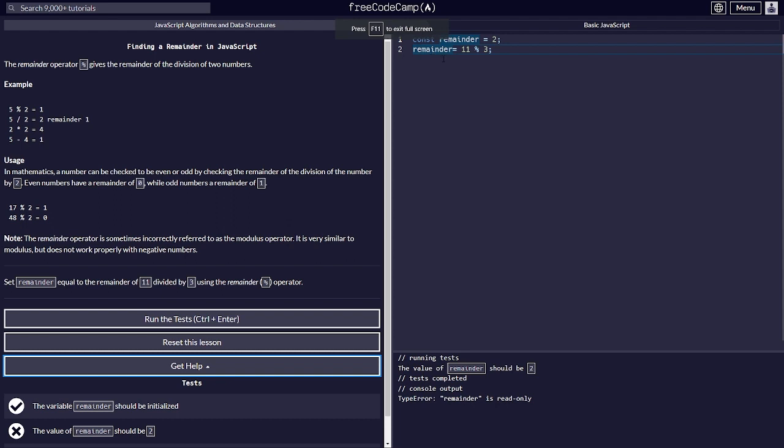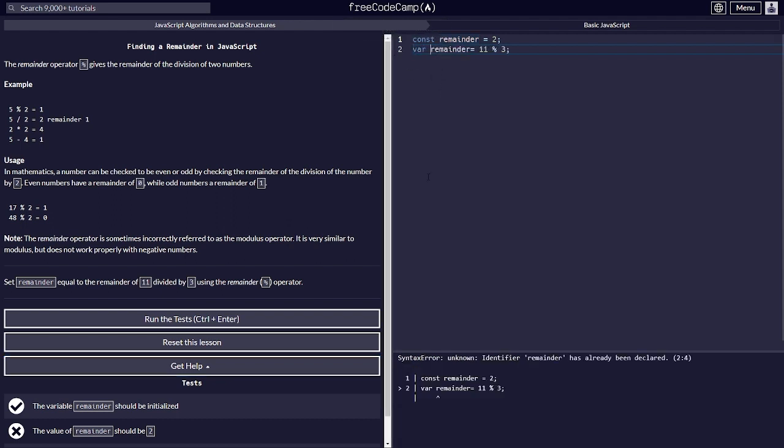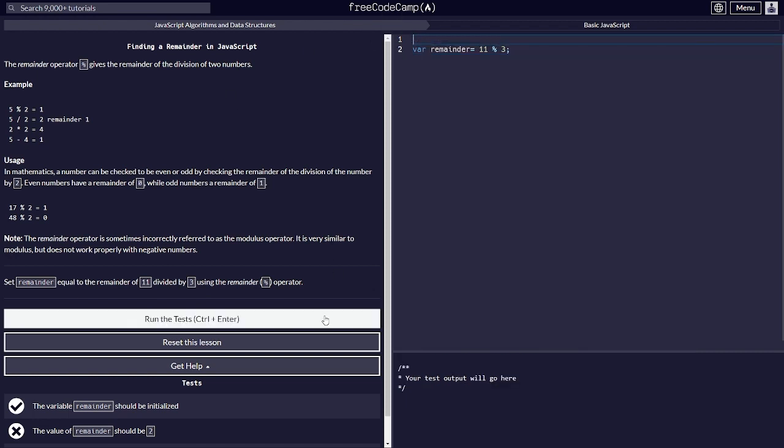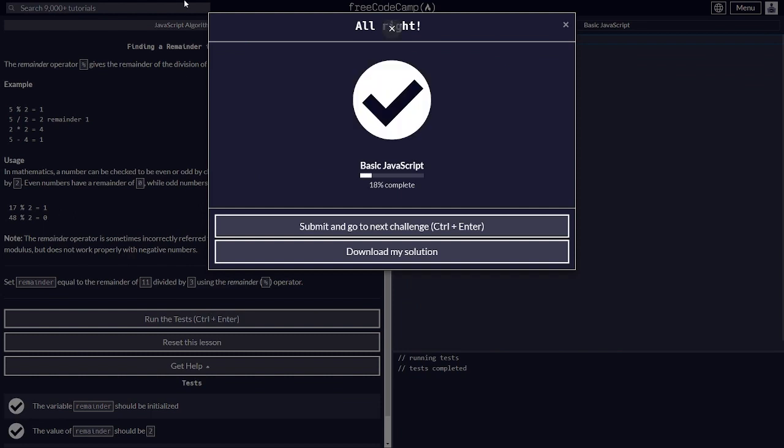Var, but this is resetting it. Var remainder, that can't be right. Do we get rid of this altogether? Yep, that's what it was. Okay, I thought we were supposed to leave that constant, which didn't make any sense to me.